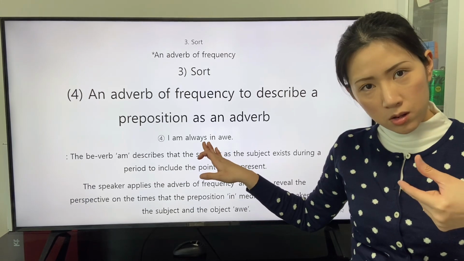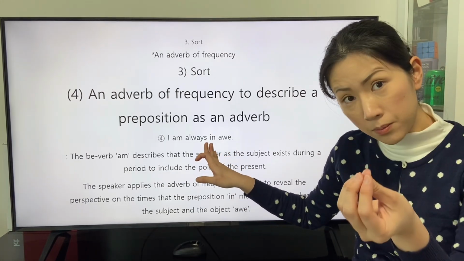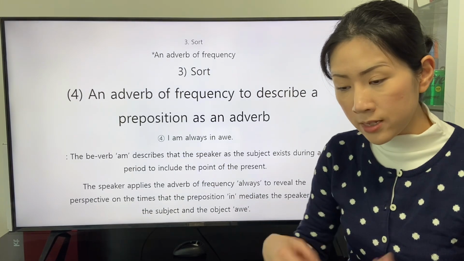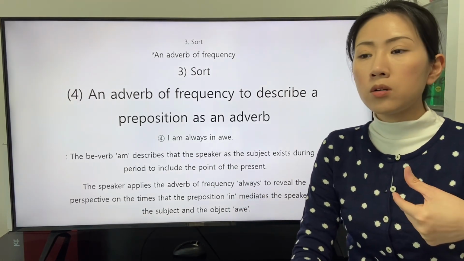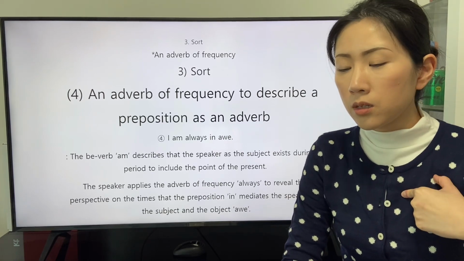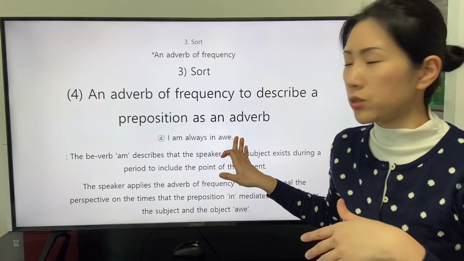The mediation by the preposition in is specified. So we can consider this clause is the answer to this question.